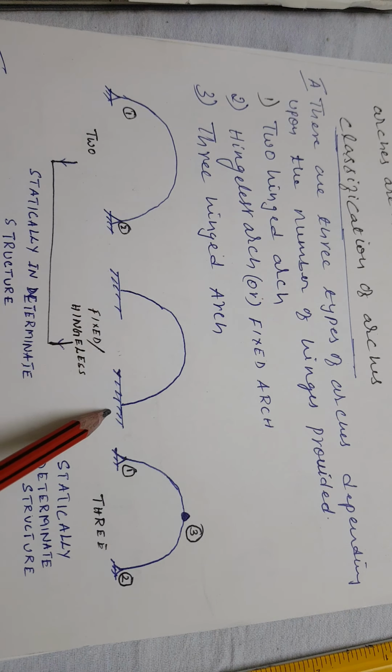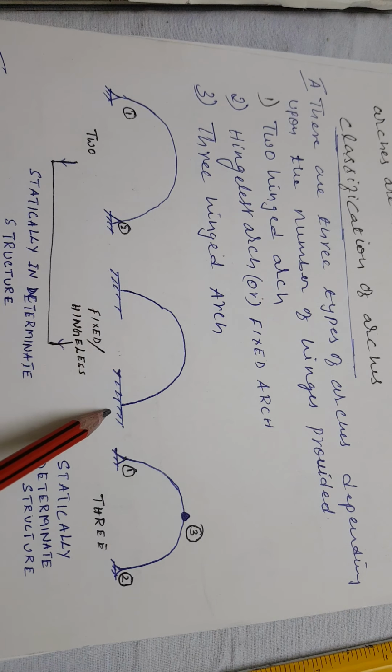So small x gives the horizontal distance to any point in the portion A to C, where L is the length or span, or we can say the distance between A and B, and h is the rise. That is what I have shown in this figure. It is very important, please concentrate on it.